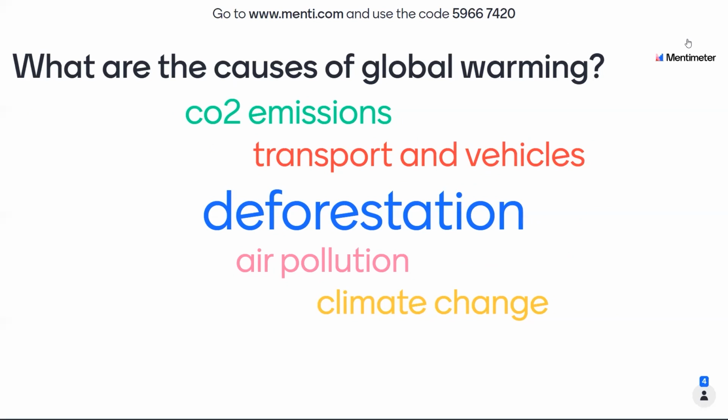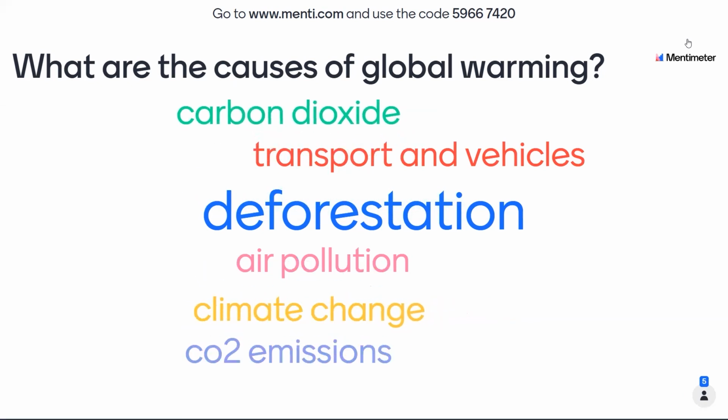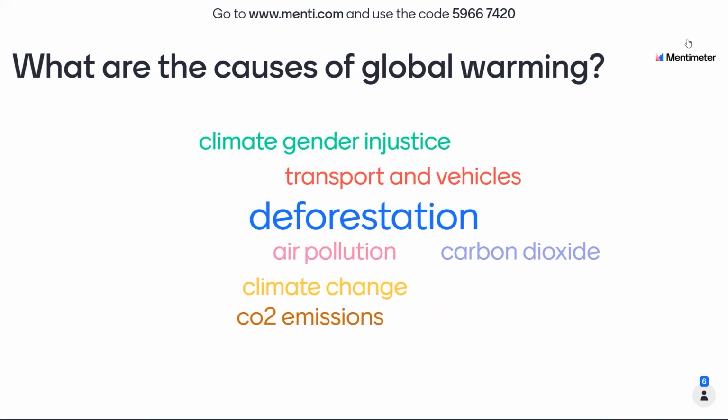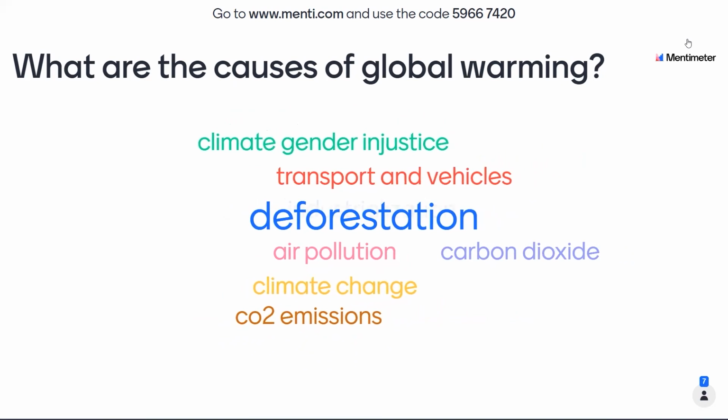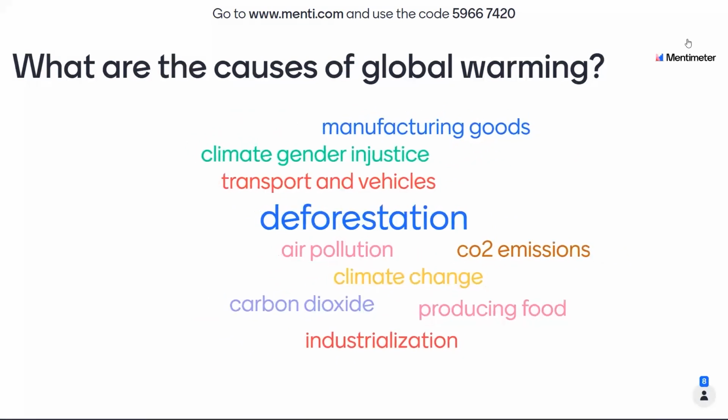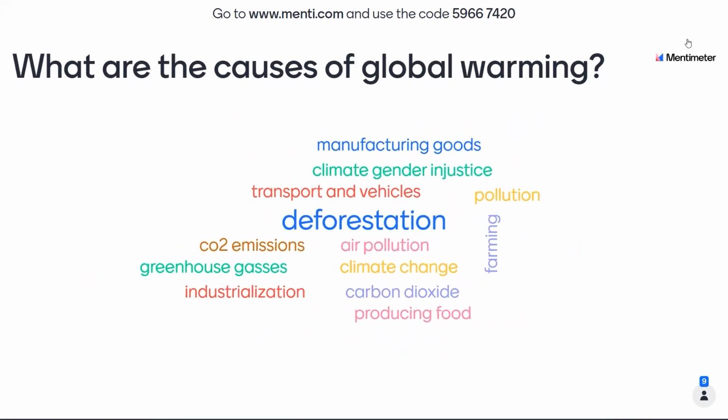So what are the causes of global warming? Carbon dioxide, thank you. Climate gender injustice, great, fantastic. Industrialization, good. Manufacturing goods, farming, pollution, producing food, greenhouse gases, great.